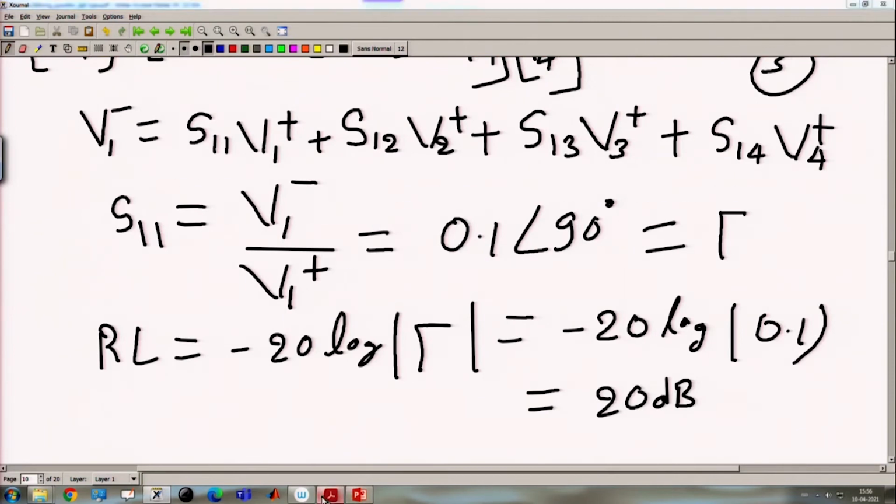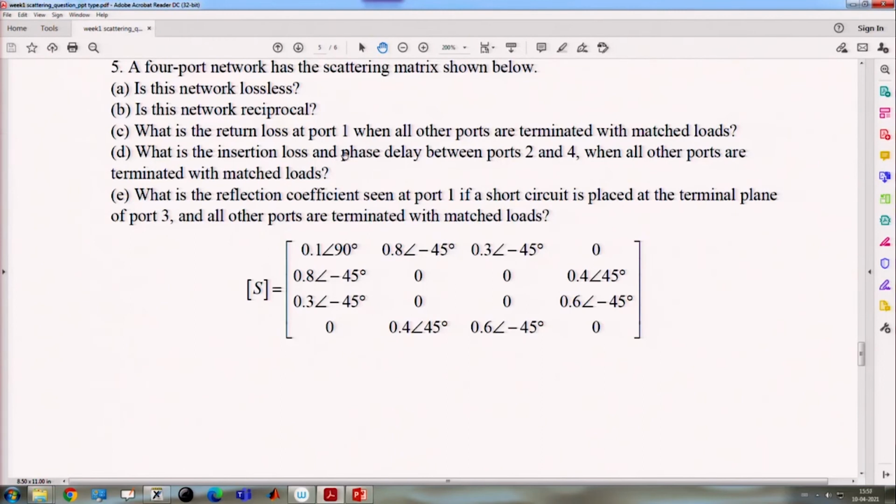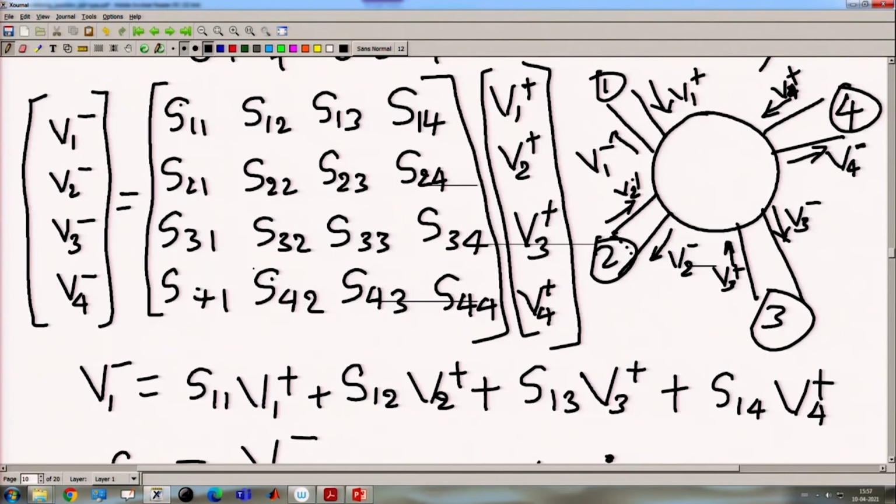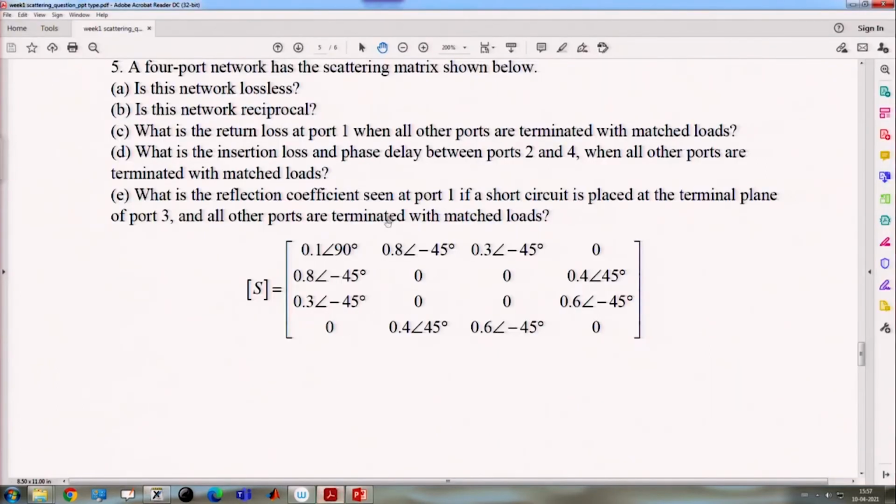Next part is, what is the insertion loss and phase delay between port 2 and 4 when all other ports are terminated with match load. So, we have to find out S42. S42 means, we can compare with our matrix. S42 is this part, between port 2 and 4.